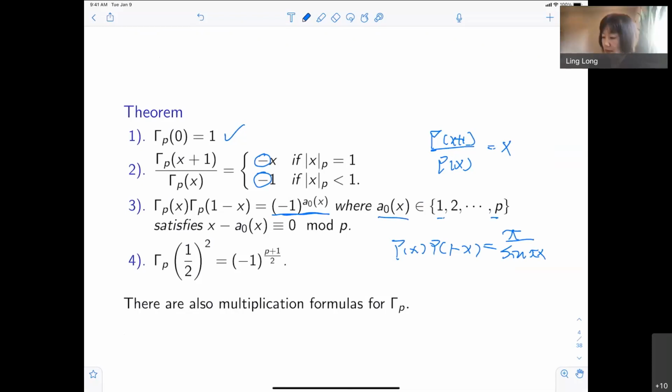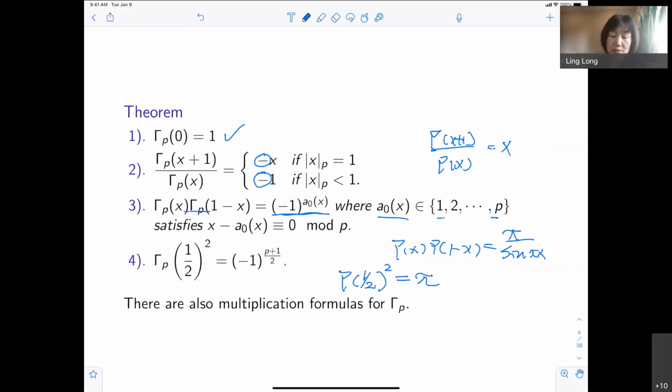And the other thing which is parallel to the classical case: if you use gamma of 1/2 and square it, what you get will be pi. And for gamma_p of 1/2, if you use this reflection formula, what you get is minus 1 to the (p plus 1) over 2. And there are also multiplication formulas for gamma_p.